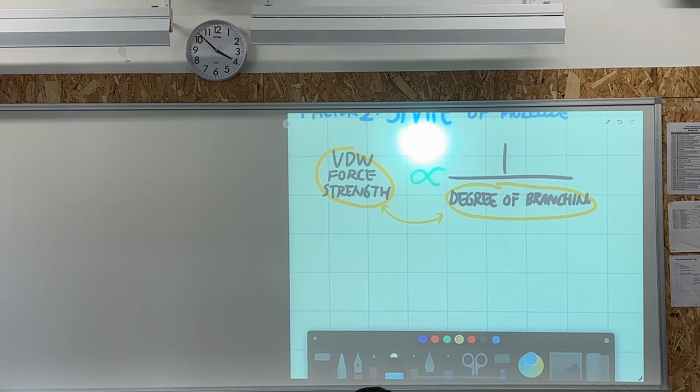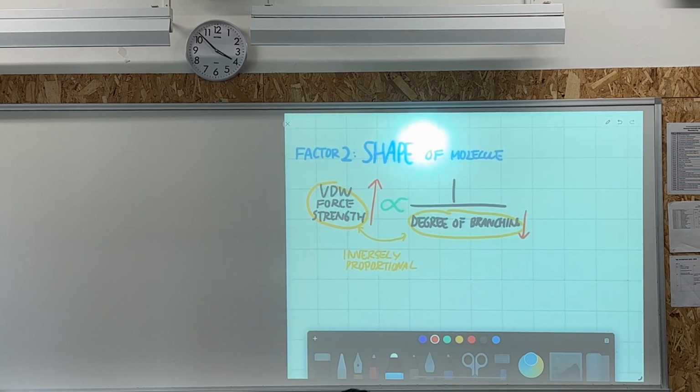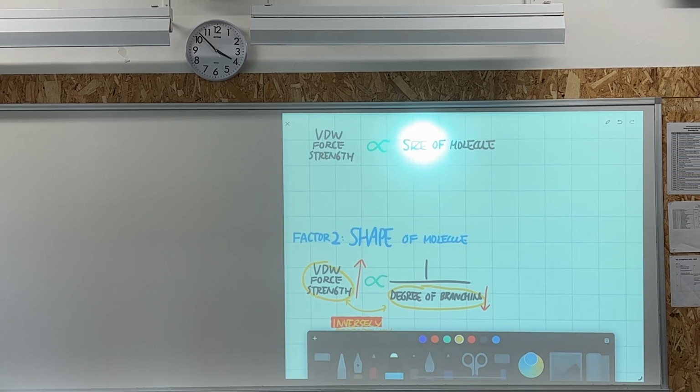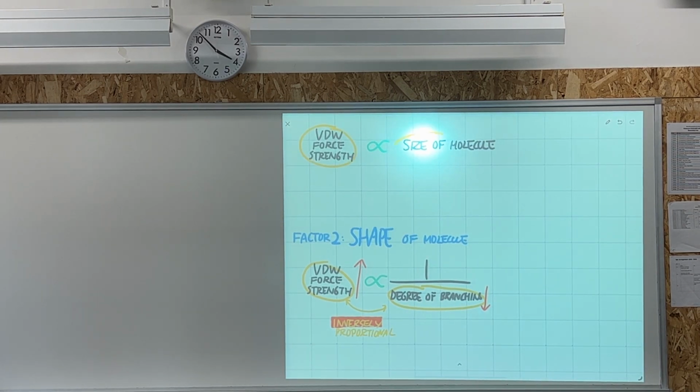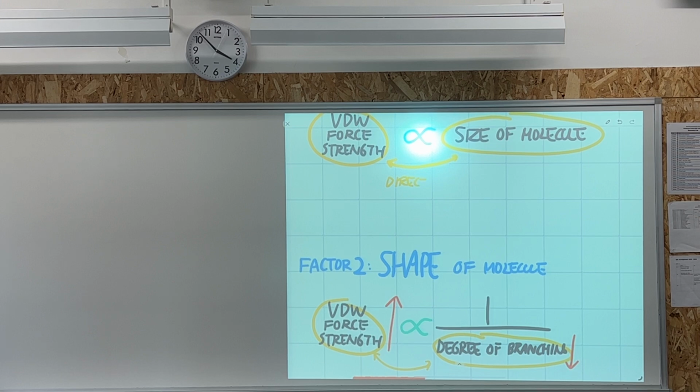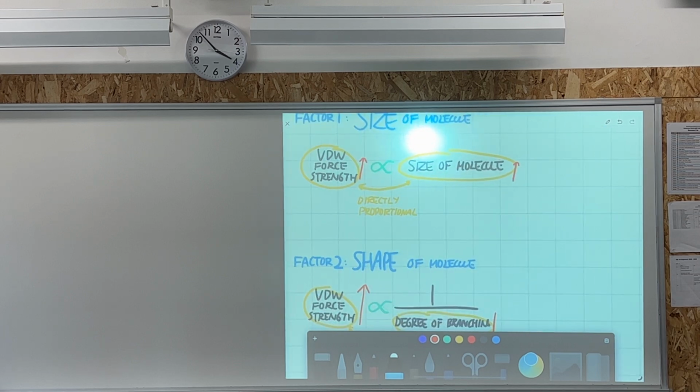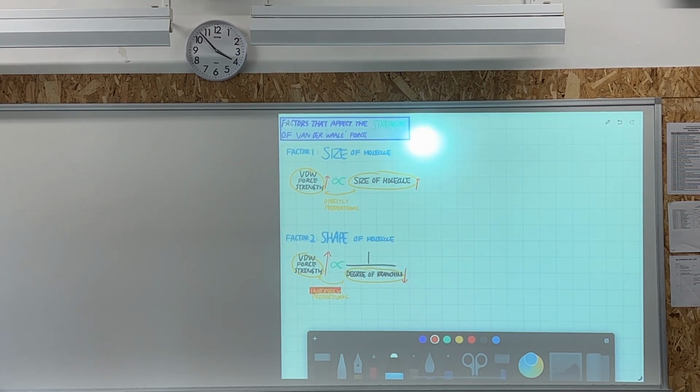Van der Waals force strength and degree of branching, they are inversely proportional. And you can draw an arrow here to explain what that means. When this goes up, this goes down. That's inverse. Okay? And on top, when we draw a connection between these two factors, we say they are directly proportional this time. Because when one thing goes up, the other also goes up. And when one thing goes down, the other also goes down. Directly proportional. So when this goes up, this also goes up. This is clear. Okay? So now we look at some examples.